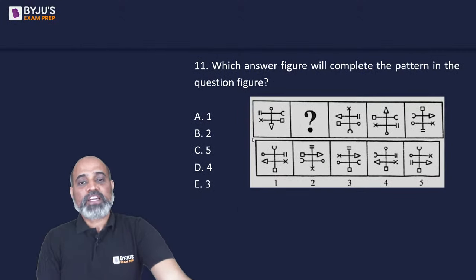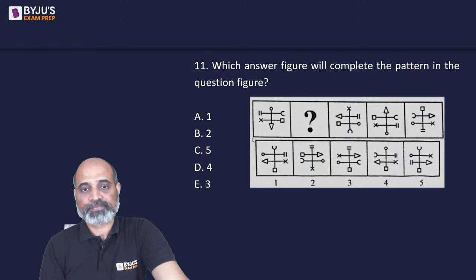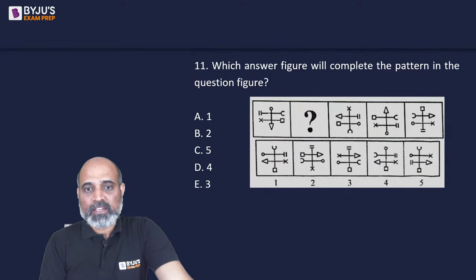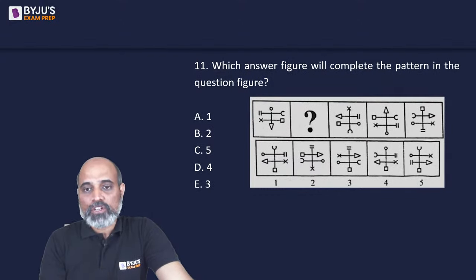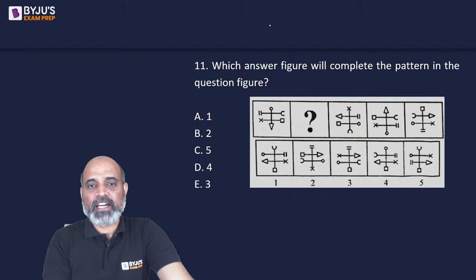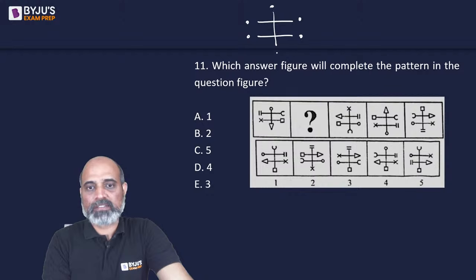Okay, another one. Which answer figure will complete the pattern in the question figure? So the top row is the question figure, the bottom 5 are the options. Now every figure is made up of 2 horizontal arrows and a vertical arrow, right? So let's look at what we have at the ends of the arrows. I'll say that I have a standard structure, and then I have 6 symbols.